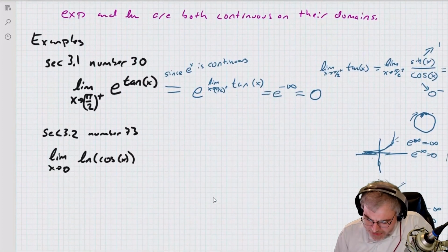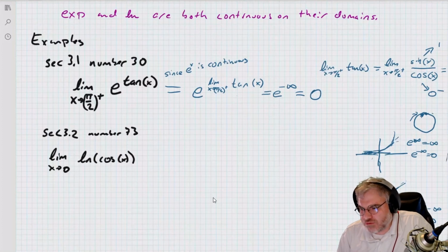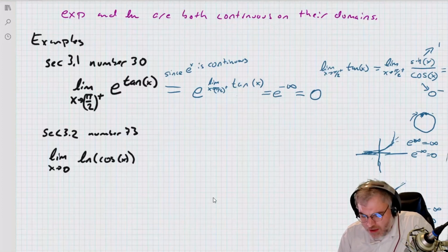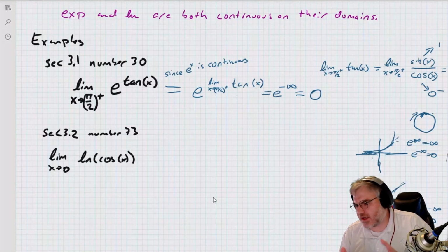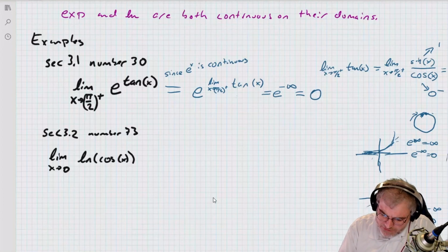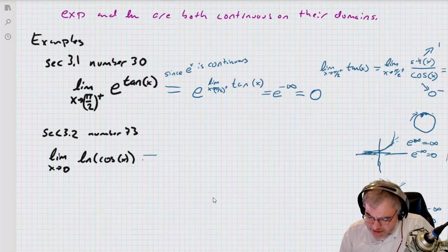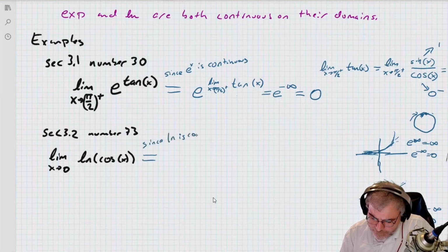All right, so let's look at this one here. Well, first of all, if cosine of x went to 0 as x went to 0, we'd actually be in trouble because the log of 0 is not defined, and there's no limit from the left. It's just not defined. But it's this cosine bit in here. So let's see what happens here. Since ln is continuous, I could just go ln of the limit as x goes to 0 of cosine of x.